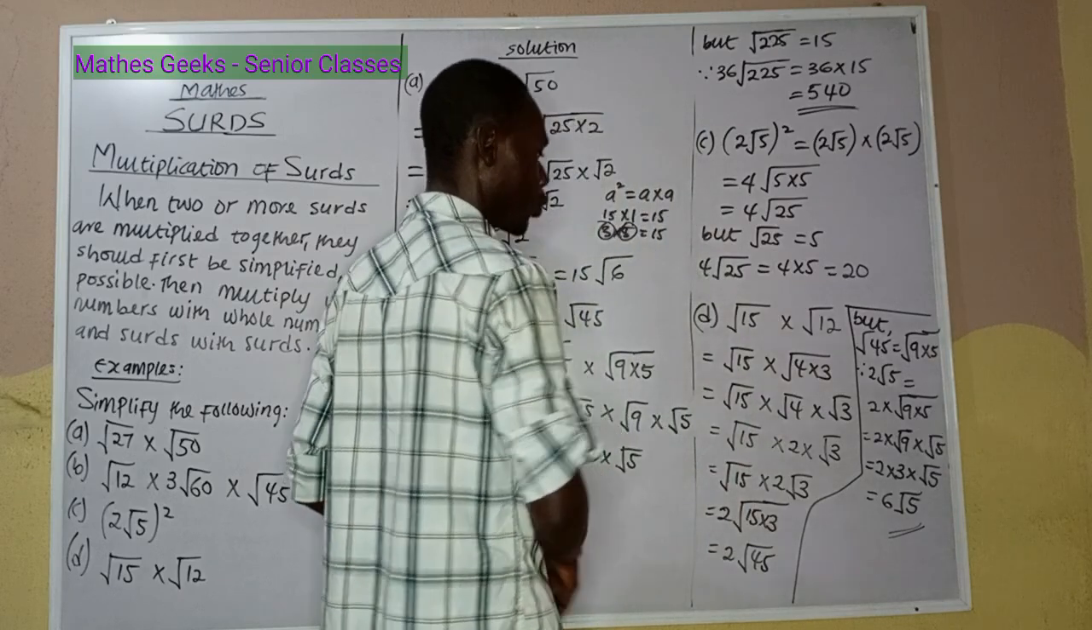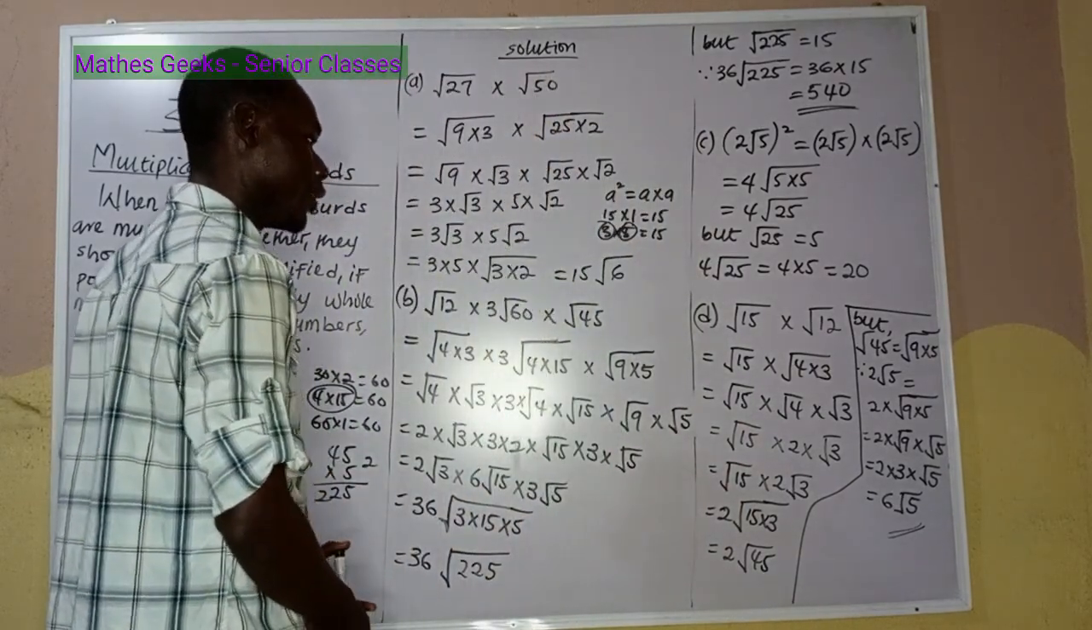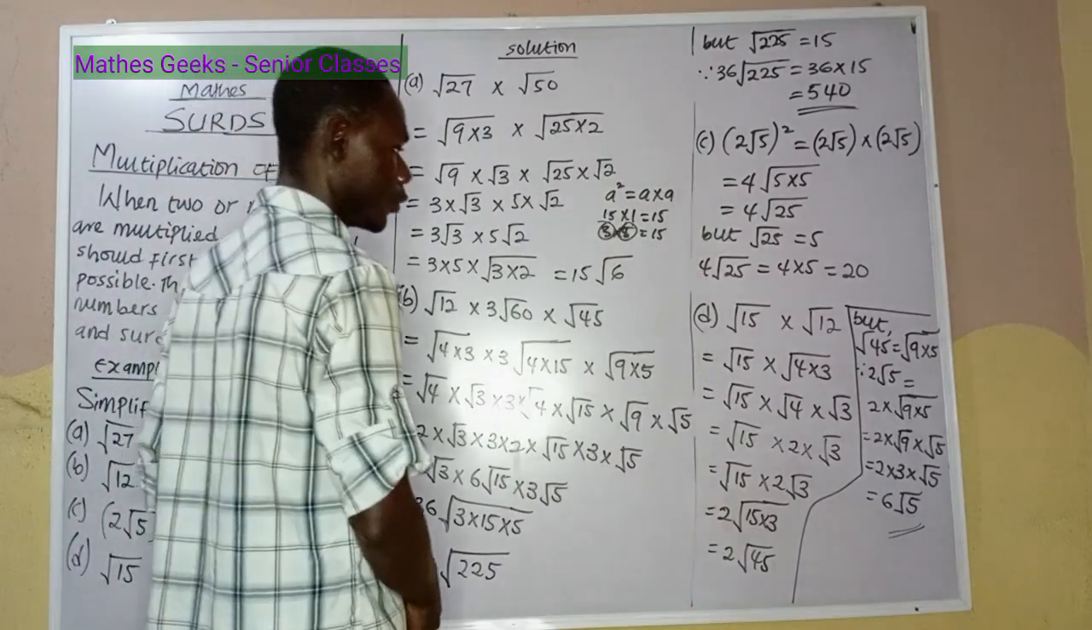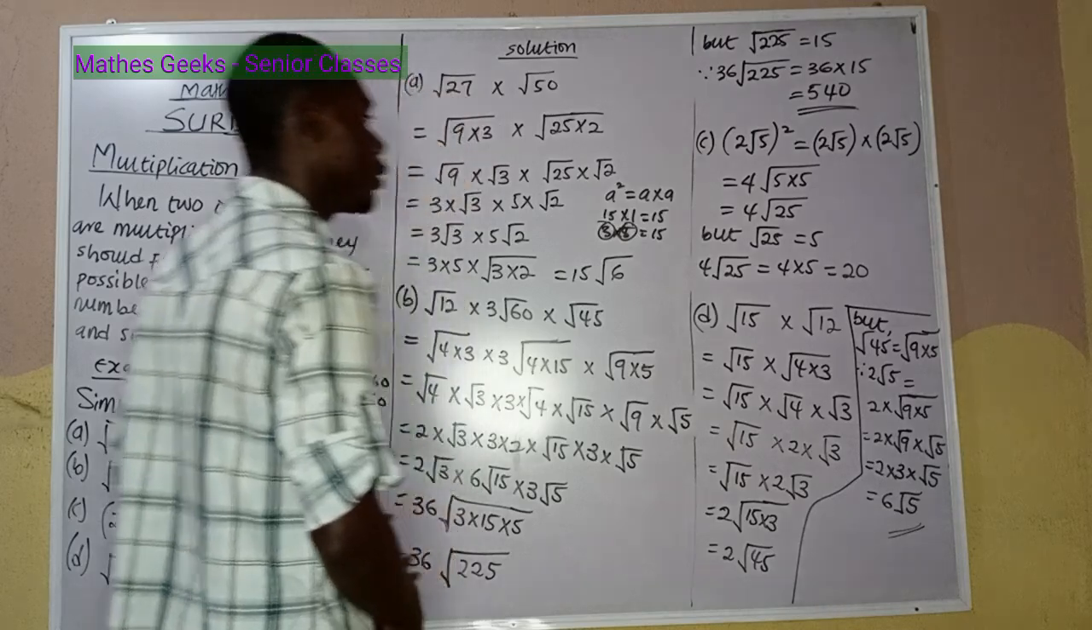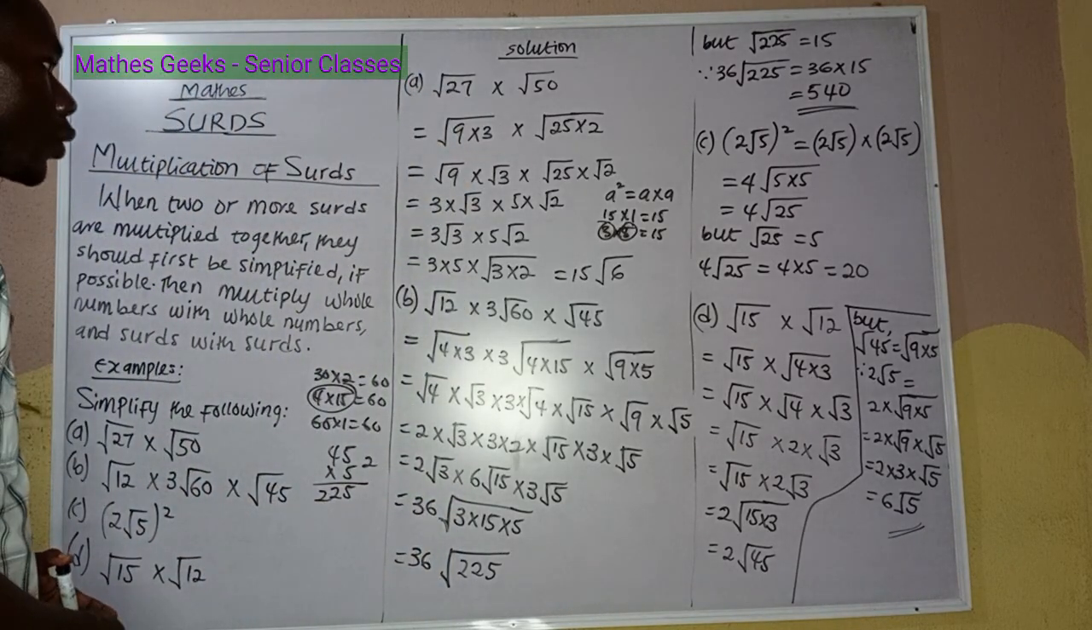So always ensure that you simplify your answers to the basic form, or the simplest form that is possible for you to get to, when carrying out multiplication or addition or division on that surd or group of surds.